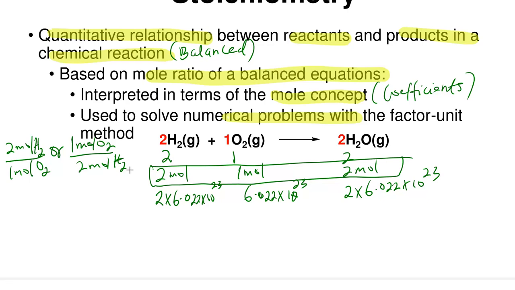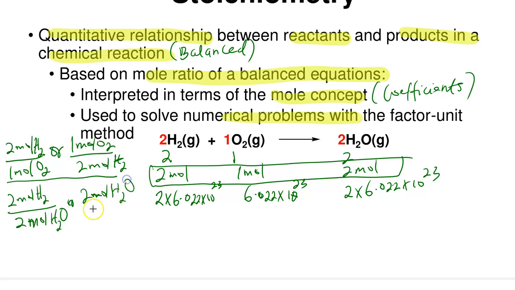So if I'm solving a problem involving hydrogen and oxygen, this is the conversion factor I'm going to use. If I'm solving a problem involving hydrogen and the water molecule here, it is a 2:2 ratio. So I'm going to say 2 moles of hydrogen divided by 2 moles of water molecule, or I can also say 2 moles of H2O to 2 moles of hydrogen.